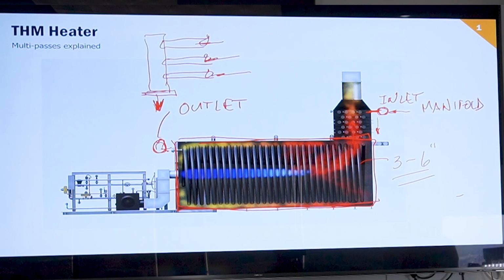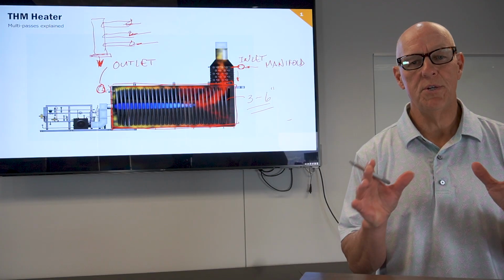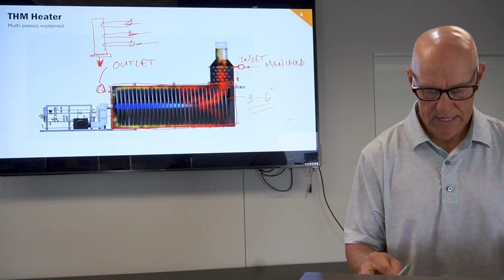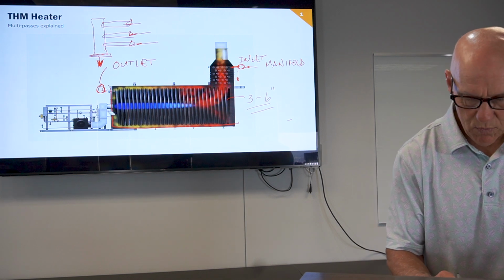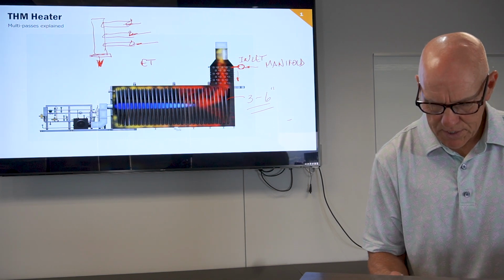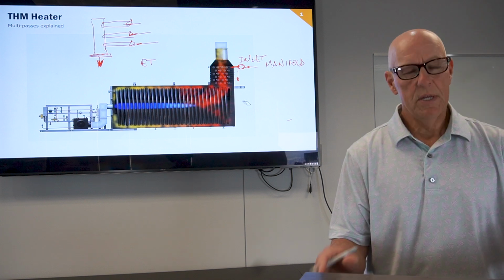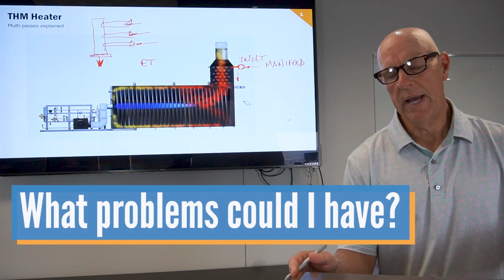So the big driver for us is really just the geometry of that helix. It just doesn't make sense to go really large and have an extra oversized radiant section. So let's think about that. What problems could I have?